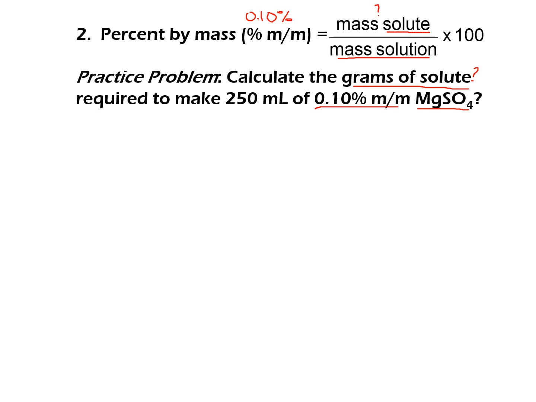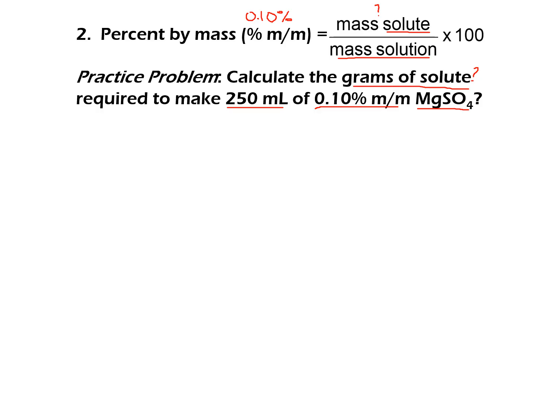They told us that we have 250 milliliters of the solution. Now, milliliters is not mass. So we can't just take 250 and put it in for mass of solution. It wouldn't necessarily work. So the question is, how do we get milliliters into grams? Now, I know what you're thinking. I know exactly what you're thinking, right?